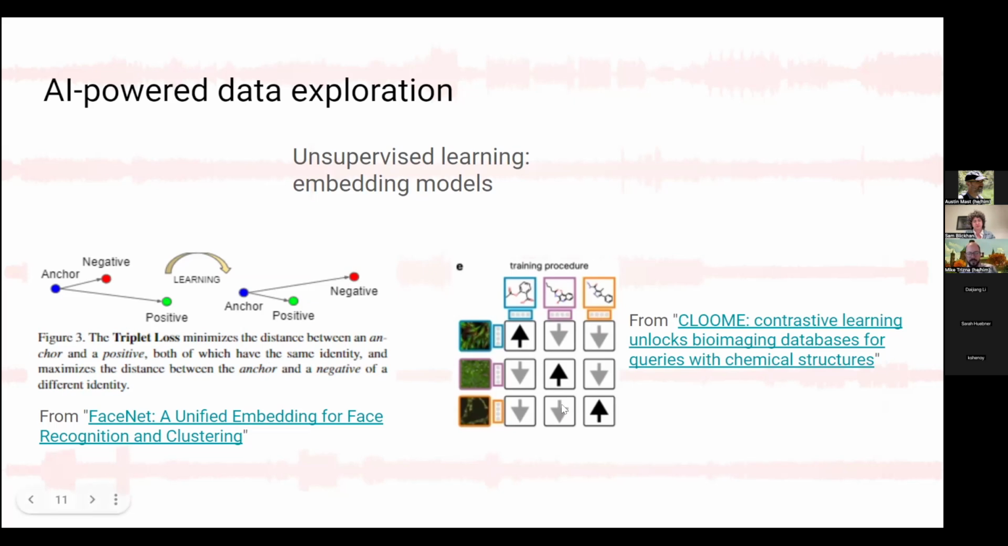These are two examples of models. One was used for grouping similar faces together. And this one is from a model that actually matches up chemical formulas with, I guess, bioimages of those proteins or something like that. I'm not really entirely sure, but I really liked how if it's the same, it moves it closer together, and if it's not the same, it moves it further apart.